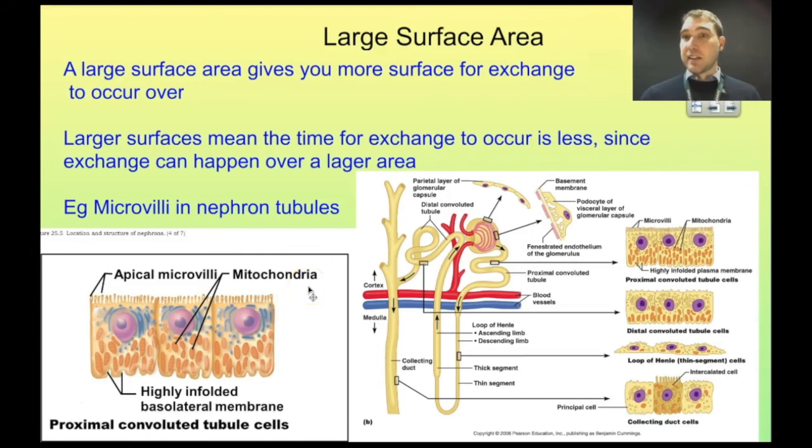This is present in the other exchange surfaces too. We have villi and microvilli present in the small intestine, and the alveoli in the lungs also increase the surface area significantly. So, by increasing the area over which exchange can occur, you increase the rate of exchange, and it makes it easier for the exchange to happen.